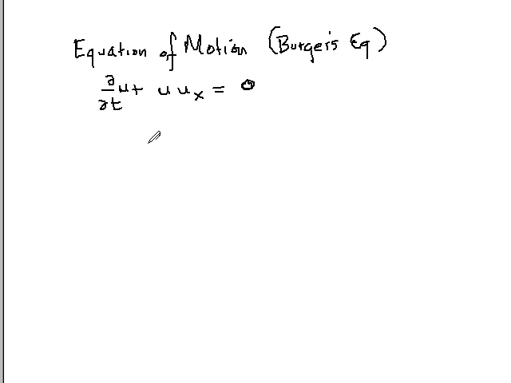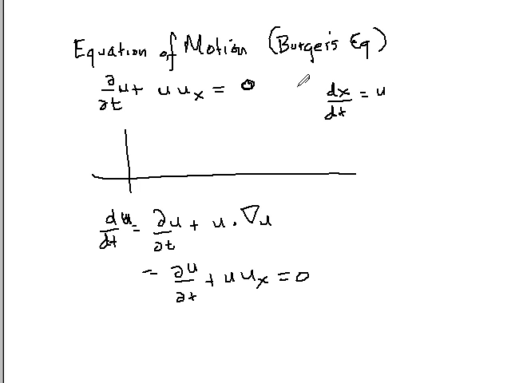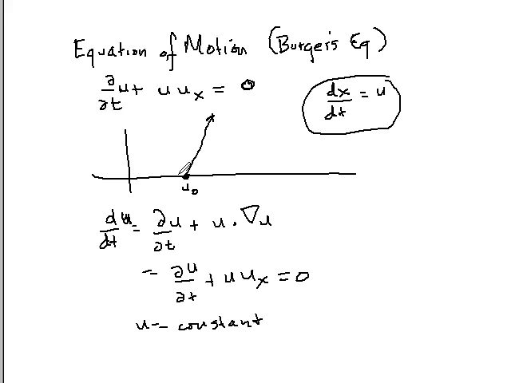I can write this. If I look along a curve, dx/dt equals u, then I claim the total derivative of u, d/dt, is the partial derivative of u in t plus u times the gradient of u, which in this case is du/dt plus u u_x. So what this says is it's 0. So this equation says that along this line, dx/dt is constant, given by that value. This says that du/dt is 0. And if du/dt equals 0, u equals constant. So along this line, u equals constant.